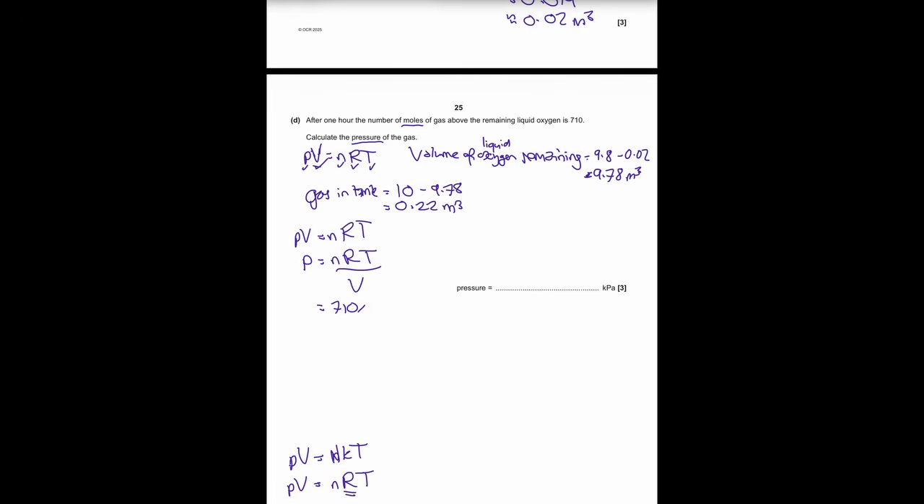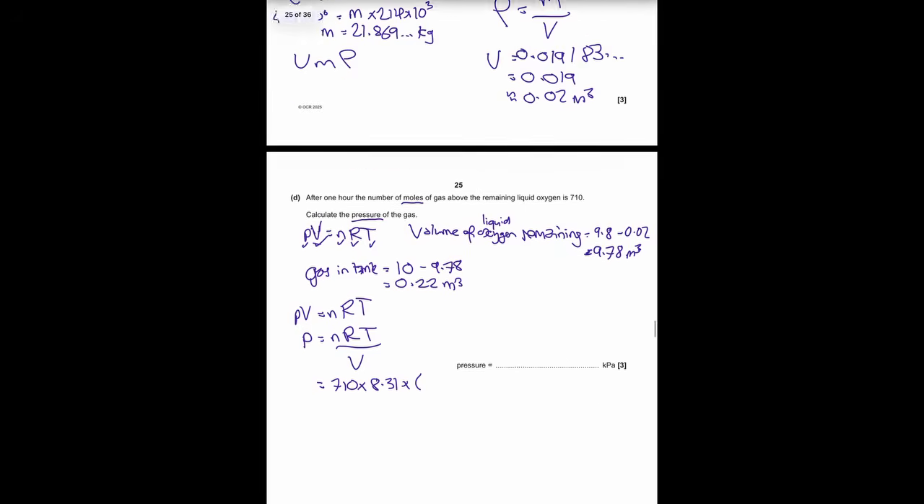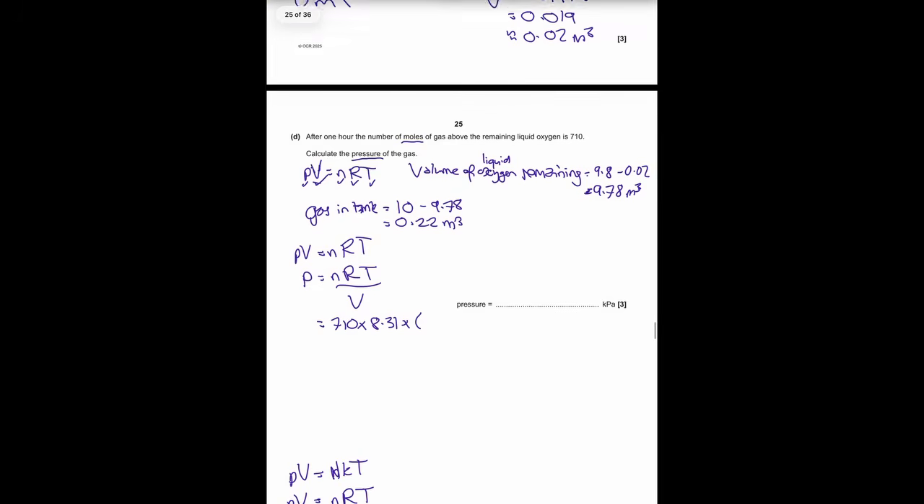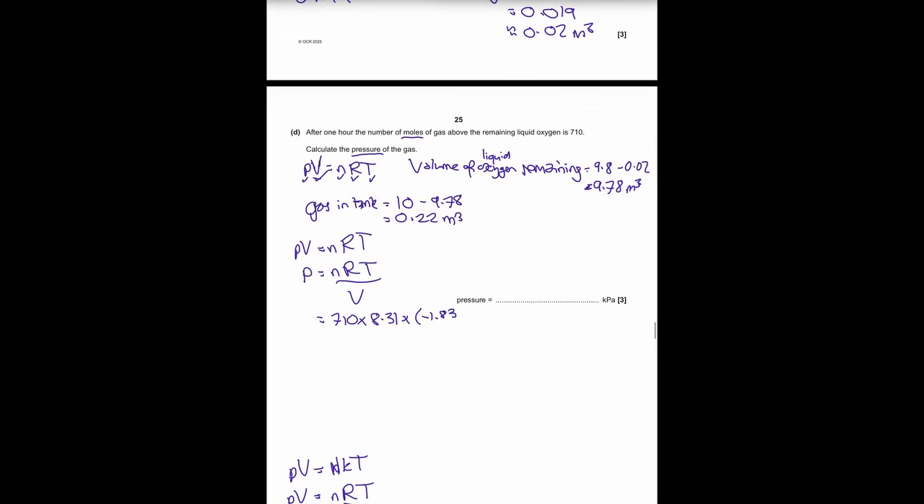So that's equal to 710. R is going to be 8.31. The temperature I've got to convert to Kelvin because it's not about temperature difference, it's absolute temperature. So that is minus 183, oh sorry, I'll put a point there. Minus 183 plus 273, and then divided by the volume of gas that I just worked out, 0.22. I put that in the calculator, and the answer that I'm getting is this, in kilopascal, sorry. And I've put that down there in kilopascal, so in the calculator it'd be this.